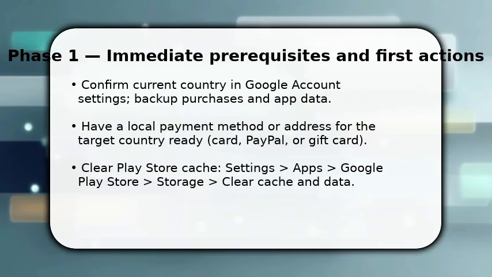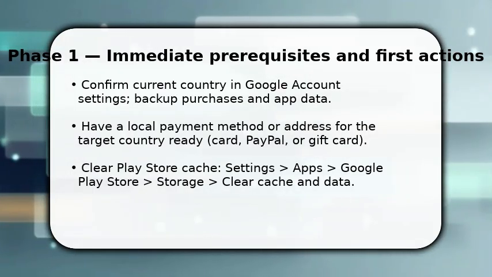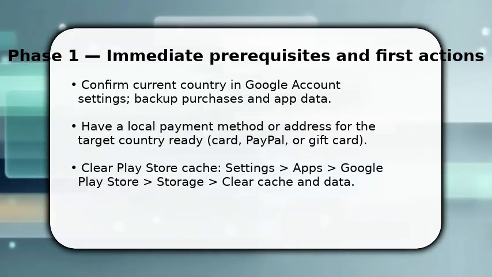You start by preparing essentials. Check your Google account country and backup purchases. This prevents lost app access. Once done, get a local payment method or valid billing address for the country you want to switch to. Gift cards work when cards don't.